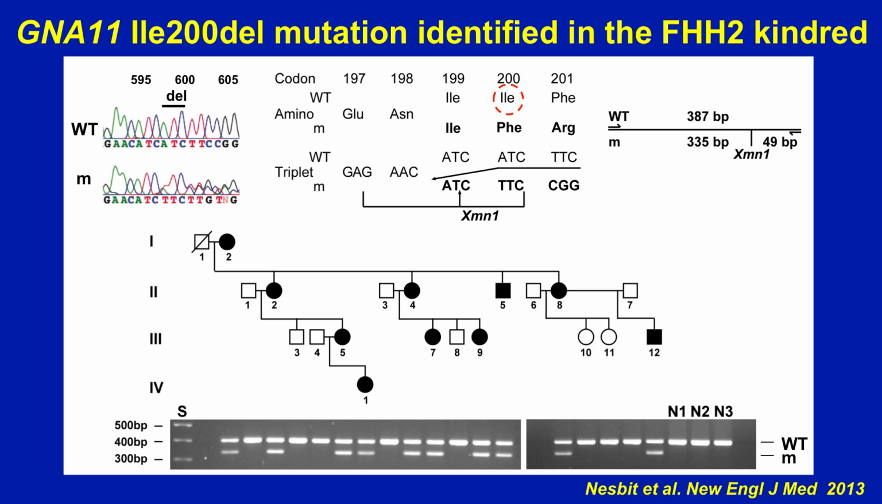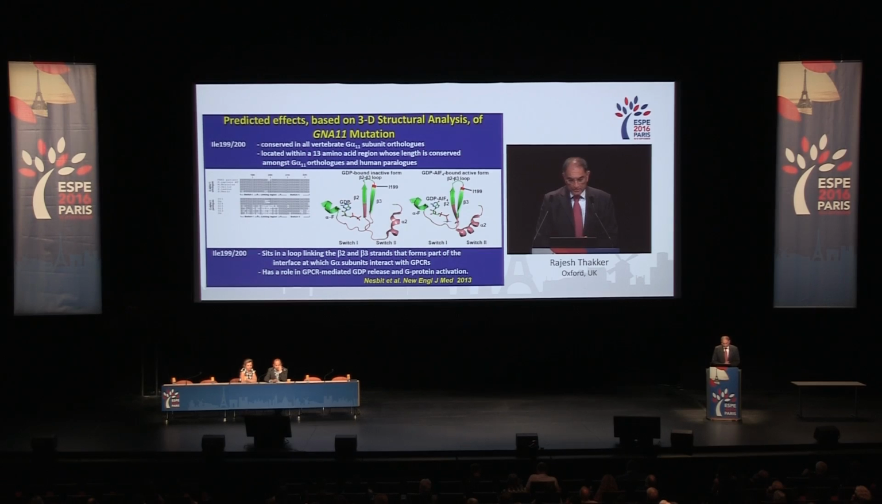But the question is this: you lose 1 amino acid. So you've got a protein that's only 1 amino acid shorter. How on earth can this actually give rise to this phenotype? Surely, it can work quite reasonably. Well, we went to do some structural biology analysis, and this is what we found.